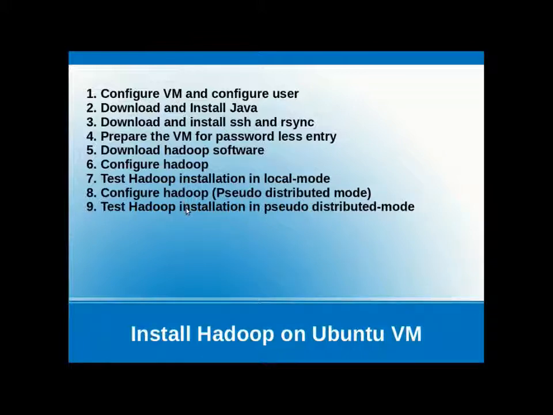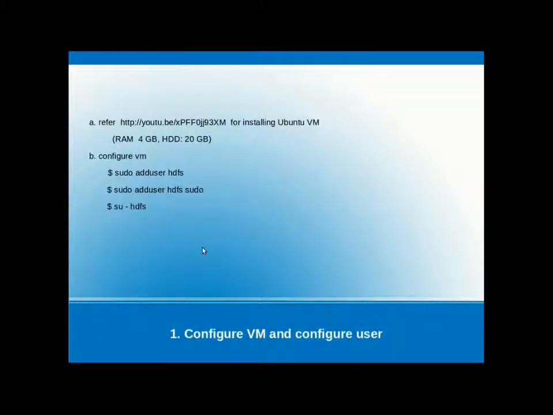First one is configure VM and configure the user in VM. You can follow the YouTube link over there, and prepare VM with 4 GB of RAM and hard disk with 20 GB, and configure the VM by following these 3 steps. Sudo adduser HDFS and add user HDFS to sudo group, so that HDFS will be using the sudo keyword for root operations. And then change the user to HDFS.